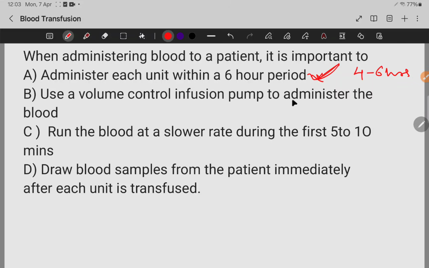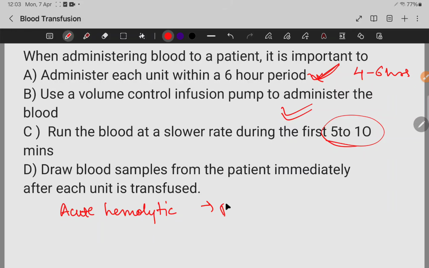Use a volume control infusion pump. Yes, we have to use a volume control infusion pump. Run the blood at a slower rate. Okay, so this is the very important point, because as we have seen in complications, acute hemolytic reaction may occur within the first 15 minutes of transfusion. So run the blood at a slower rate, that is 50 ml per hour during the initial 15 minutes.